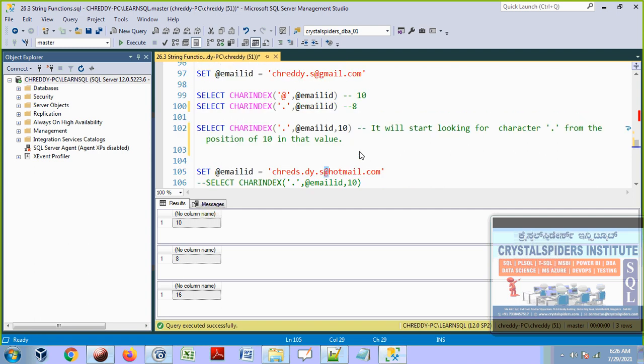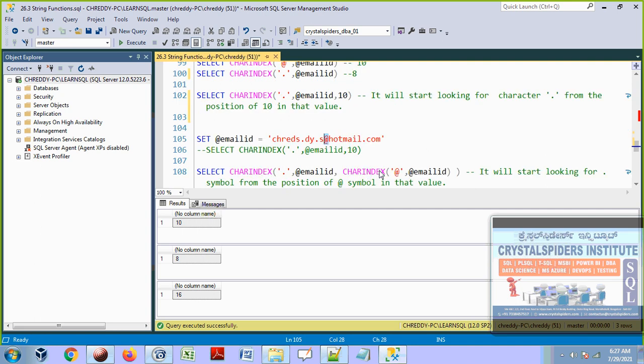Guys, you are following me, right? So the position of the @ symbol is different now. What is the position of the @ symbol? Let's count it: 1, 2, 3, 4, 5, 6, 7, 8, 9, 10, 11, 12. So now the position of the @ symbol is 12. If you are still using 10, it will not work. That is the reason for what I am doing now.